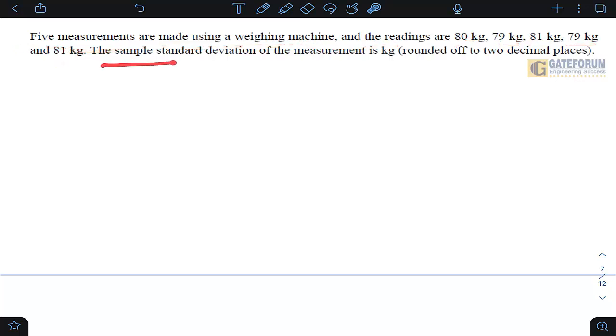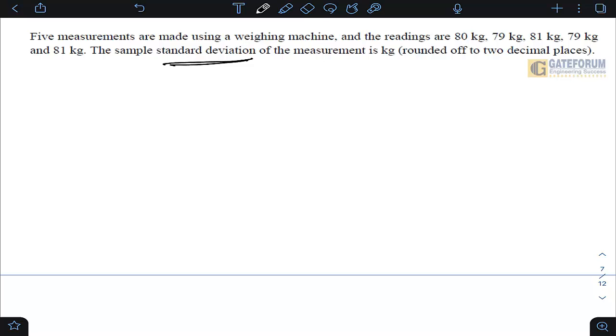The sample standard deviation of the measurement in kg, how much? So we are supposed to find the standard deviation. This question you can even answer using class 10 maths, right? You have to find the standard deviation from a set of sample data. So this is again a formula based problem, students.